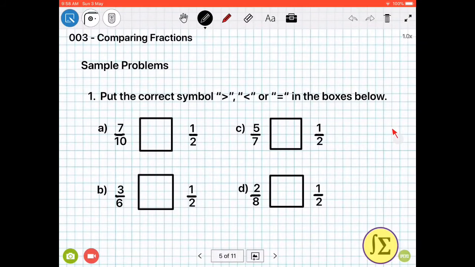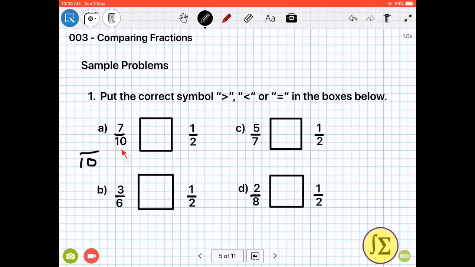Okay, let's look at some sample problems. The first one, put the correct symbol, more than, less than, or equal to, in the boxes below. So these questions are all comparing the fractions against half, right? To see which side of the halfway point these fractions are located, whether they are less than half, more than half, or equal to half. Okay, the first thing we have to do is to write an equivalent fraction for half with a denominator that matches this fraction, okay?